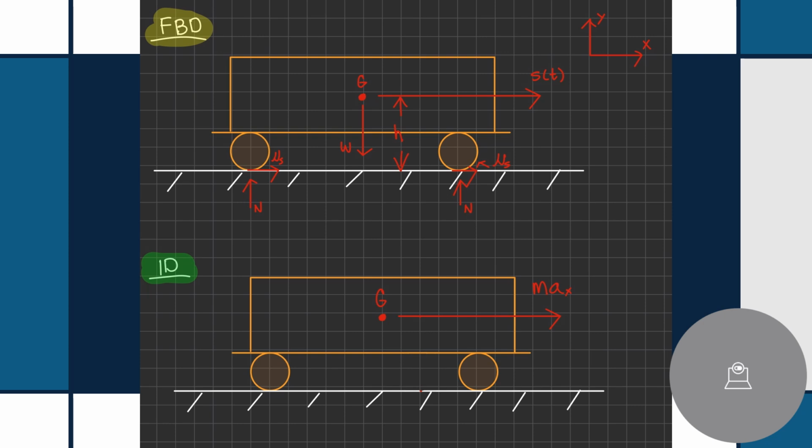For the inertia diagram, it becomes a lot simpler. Again, we have our center of gravity. We do not have anything going on in the y direction. However, in the x, we have our mass times acceleration in the x, depicting the movement in this scenario.